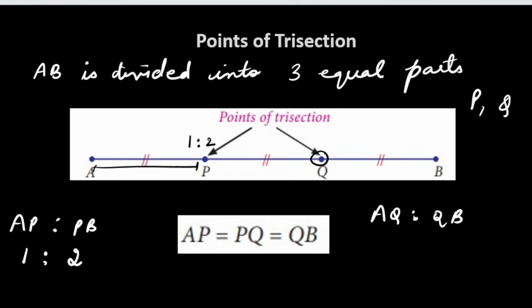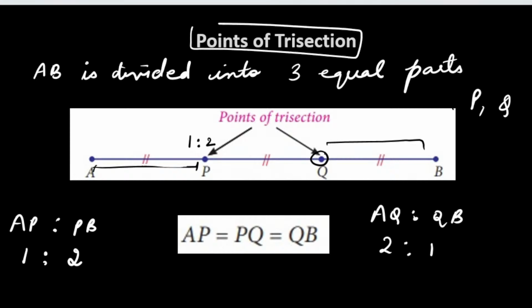So what will be the ratio? Yes, it is 2 is to 1, because here you can see AQ has two parts, that is AP and PQ, and QB has one part of this line segment. So this is how we can find the ratio of 2 points which are dividing the line segment into 3 parts. These are known as the points of trisection. Okay, let's do the next concept and then we will be starting with the questions.